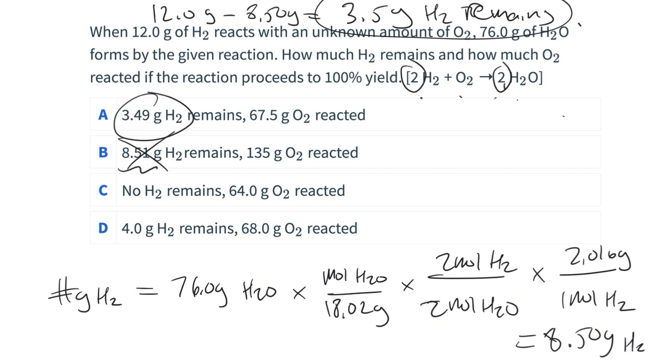Now, how much O2 had to have been produced? Or excuse me, how much O2 had to have reacted to produce this much water? Well, we just go through this problem again for number of grams of oxygen to produce 76 grams of water. And I can work through that, and hopefully you guys see that step too.